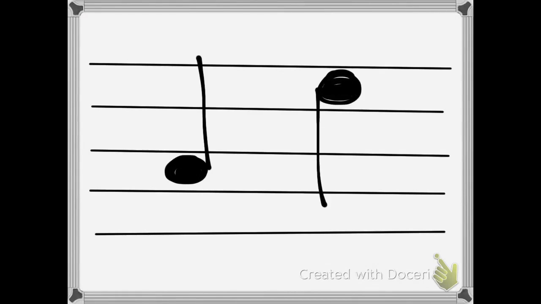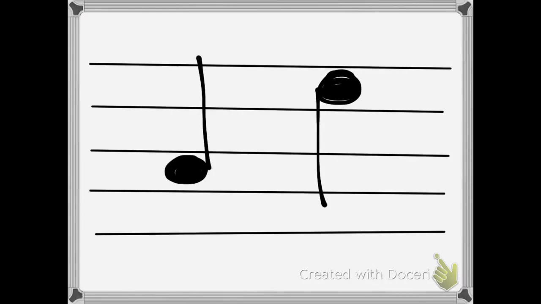So, a quick review. How many lines is a staff made up of? We have 1, 2, 3, 4, 5 lines. 5 lines and 4 spaces. When you're drawing a note or reading a note, you'll see the note head and the stem of the note. And if the note's up higher above the middle line, that stem is going to point in the opposite direction, just to make it easier for us to read.